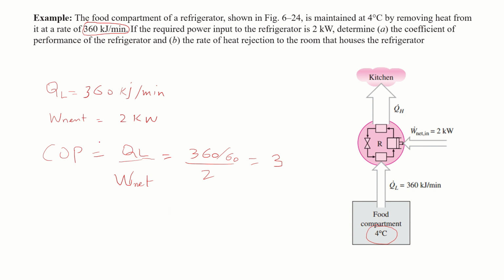Note that coefficient of performance is always greater than 1, which you might not have seen in the case of efficiency. Efficiency is always less than 1, and coefficient of performance is always greater than 1.